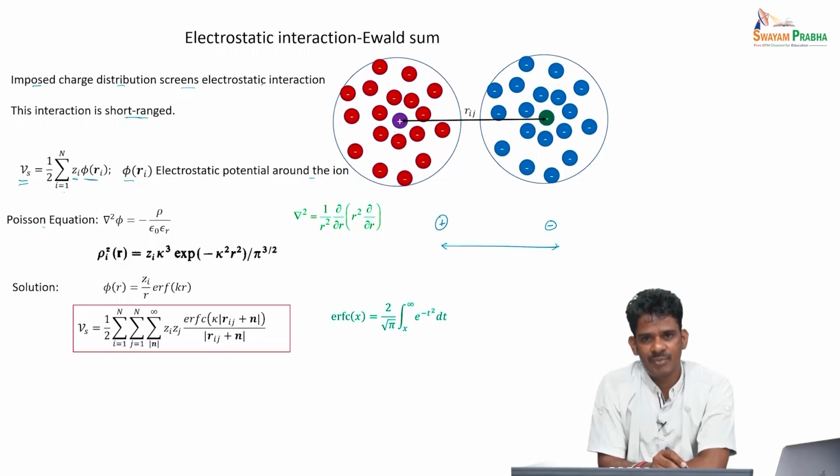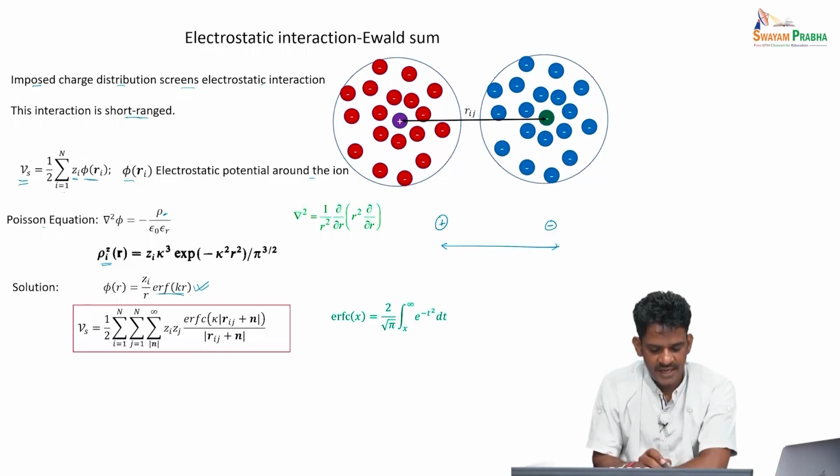Del square is the Laplacian operator, and this rho here is something that we know, because we know that the counter ion distribution follows a Gaussian distribution. This is something we have imposed. So we substitute this charge distribution in this equation, and then we solve for potential phi, and the general solution for this particular method would be proportional to 1 by r times the error function of kappa r.